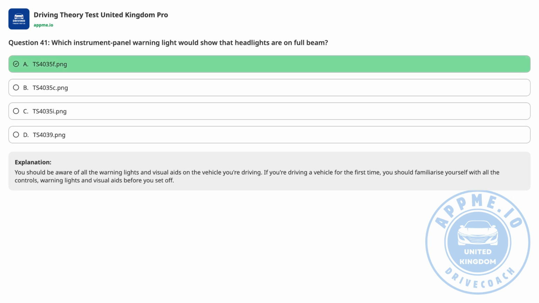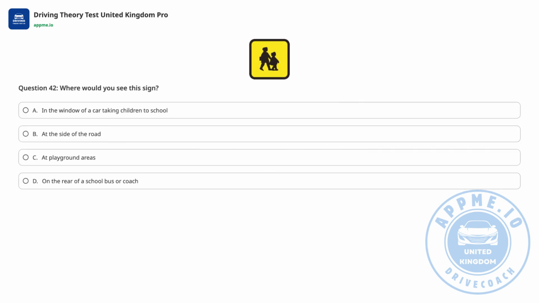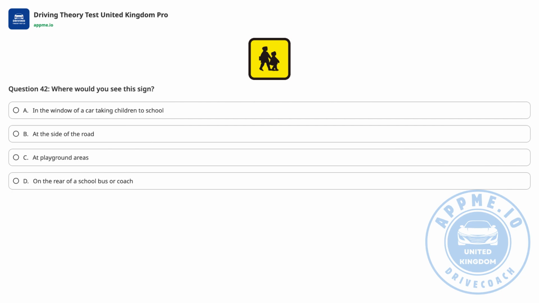The correct answer is A. Question 42. Where would you see this sign? A. In the window of a car taking children to school. B. At the side of the road. C. At playground areas. D. On the rear of a school bus or coach.